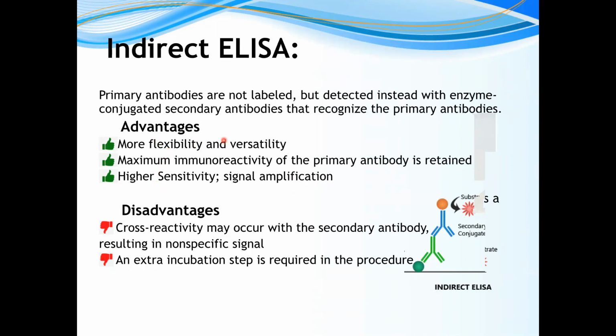A few advantages of indirect ELISA kits are that they give more flexibility and versatility. As many antibodies are available, secondary antibodies are capable of signal amplification. So many available secondary antibodies can be used for different assays. Unlabeled primary antibodies retain maximum immunoreactivity. It gives higher sensitivity and signal amplification.